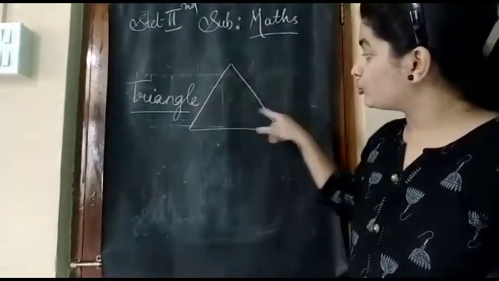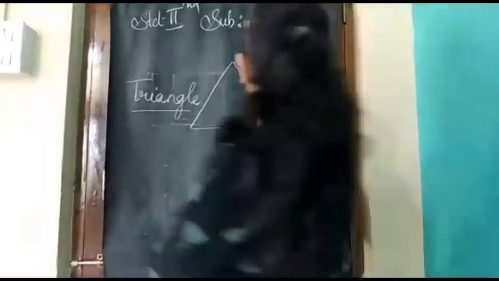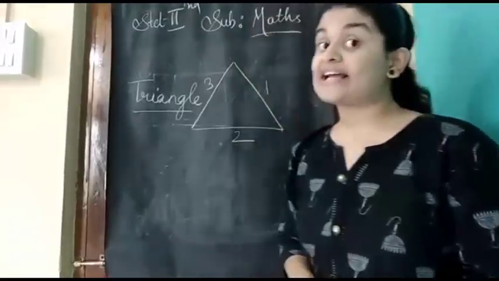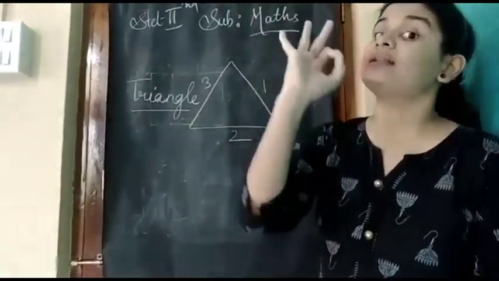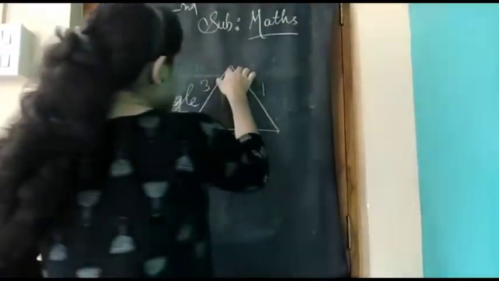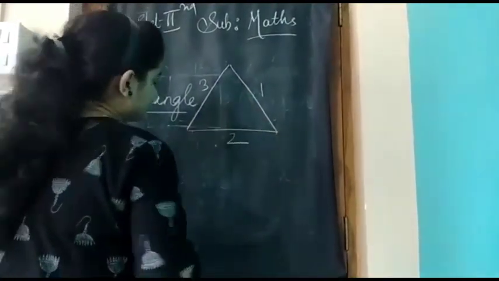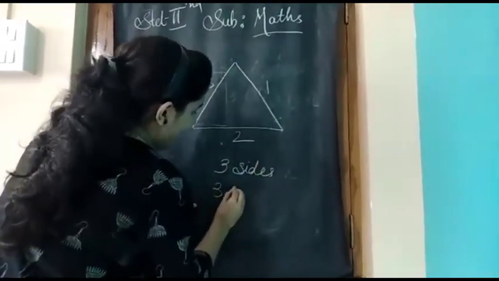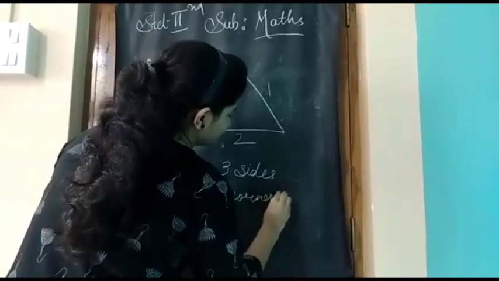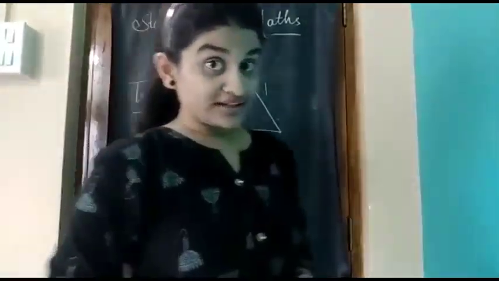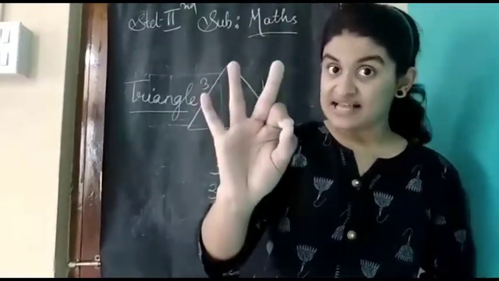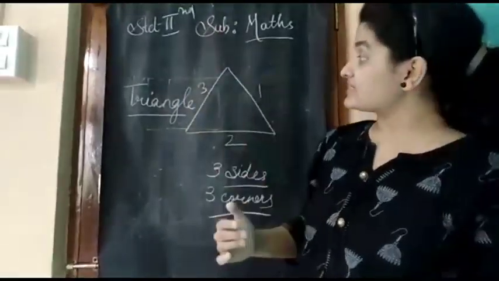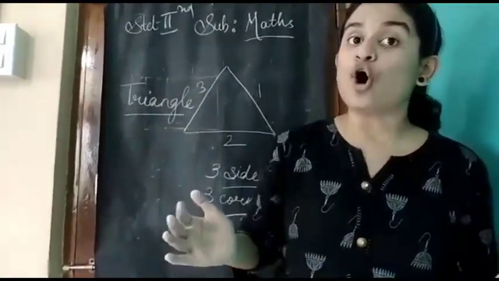1, 2, 3. Okay? A triangle has 3 sides and 3 corners. 1, 2, 3. 3 sides and 3 corners. Understood? A triangle has 3 sides and 3 corners. Now we are going to study the last figure, that is cone.